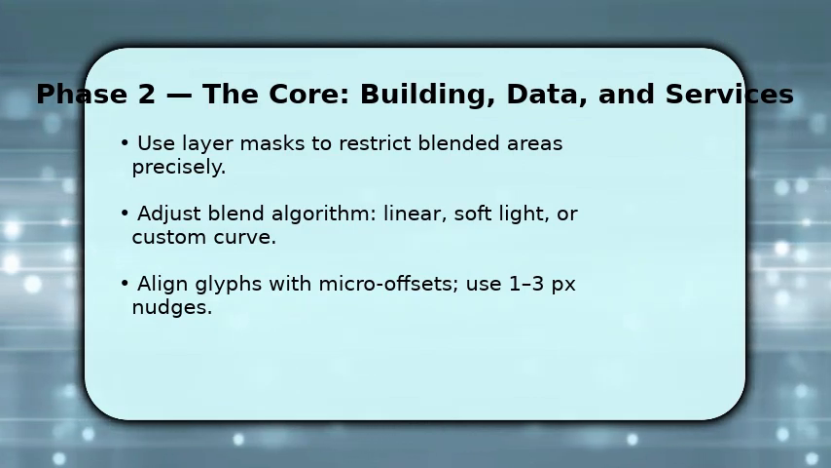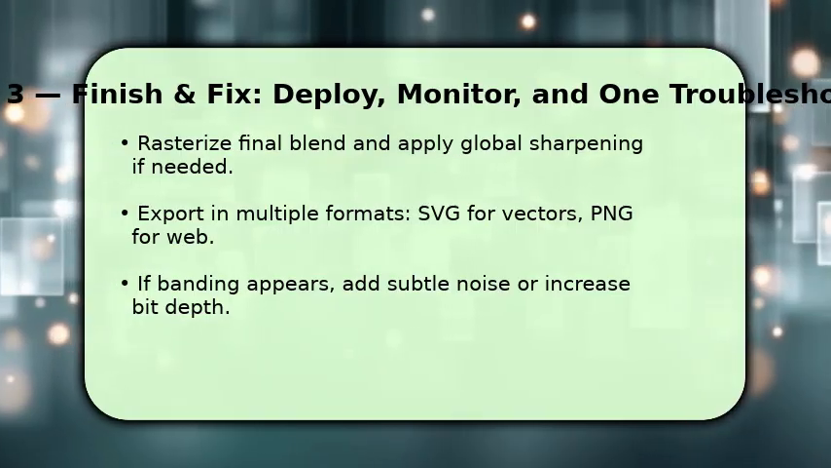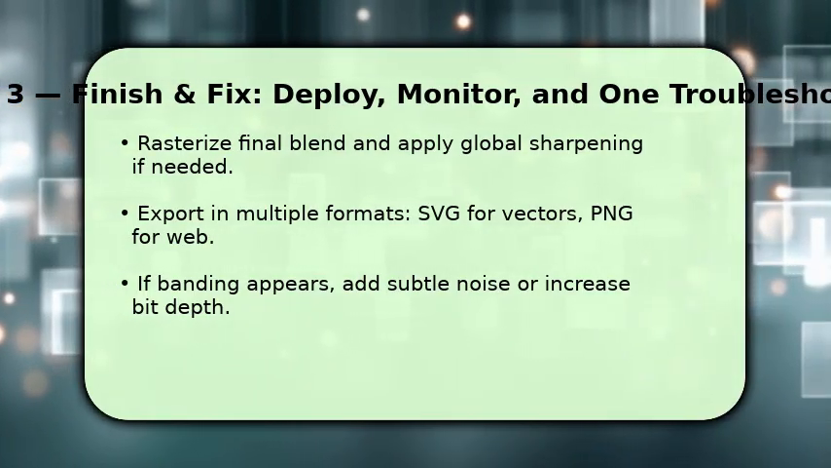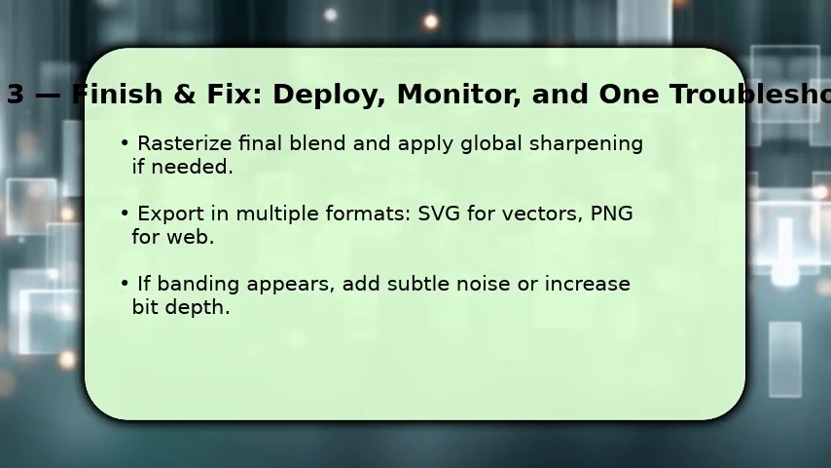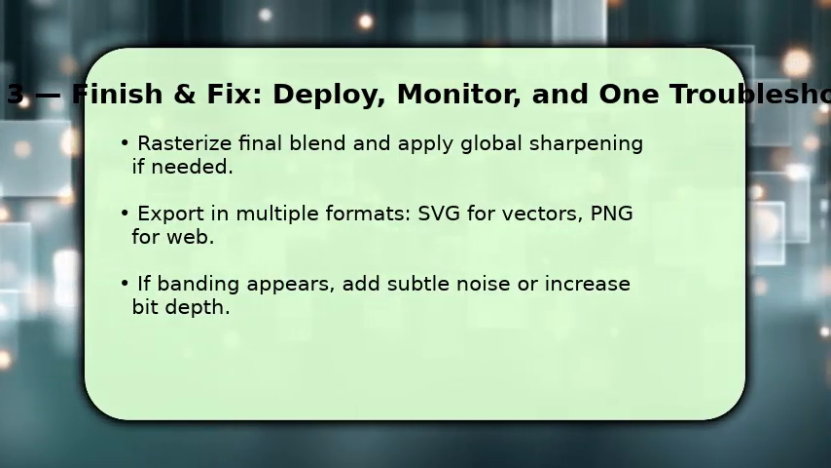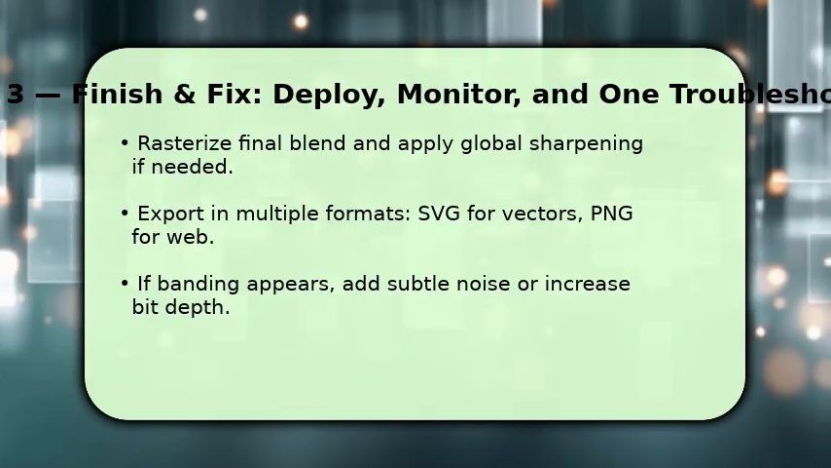You finish by locking the result and exporting. First, rasterize the blended layer only after confirming shapes and alignment, then apply subtle global sharpening to restore crisp edges. Next, export both SVG for vector uses and PNG for web previews, because different outputs preserve details differently.